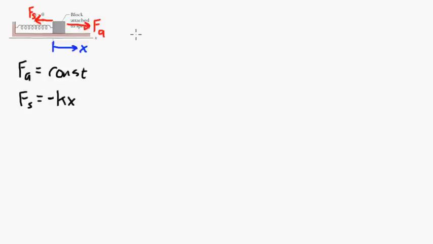So what's going to happen now? Just think about this for a minute. I'm going to draw a plot of force versus position. Starting from a position of 0, we have two forces acting. One is this force F sub A, which is a constant force, so it stays the same as the block moves to the right. As x increases, this applied force remains constant.